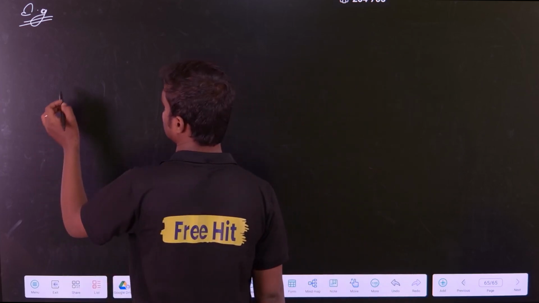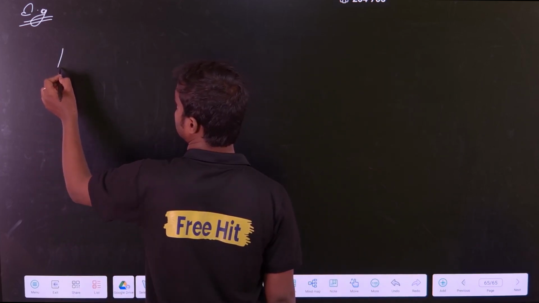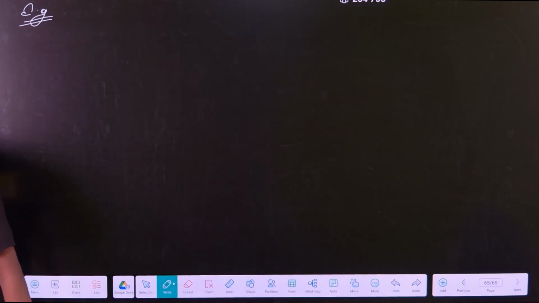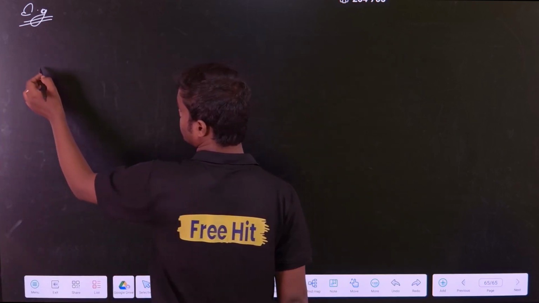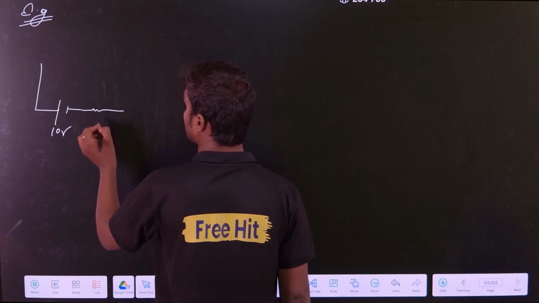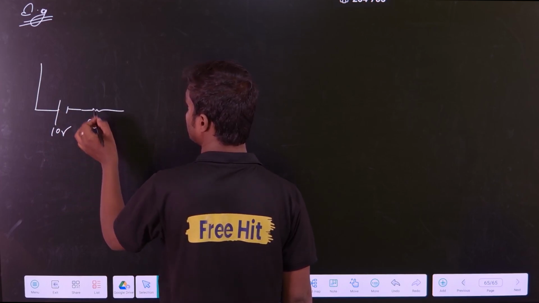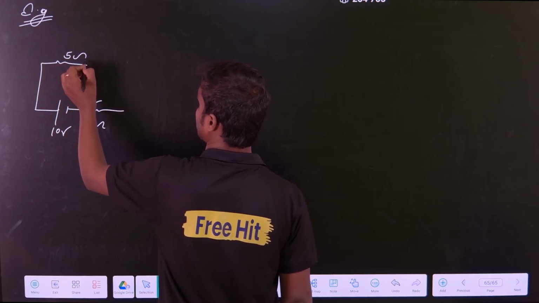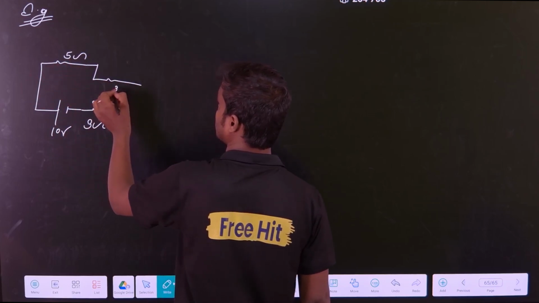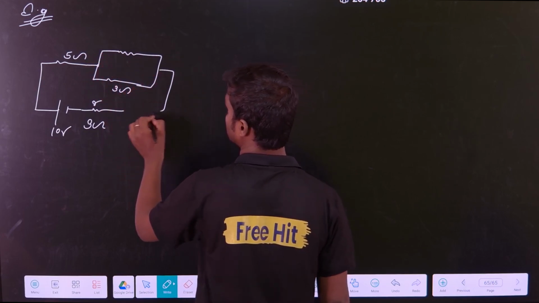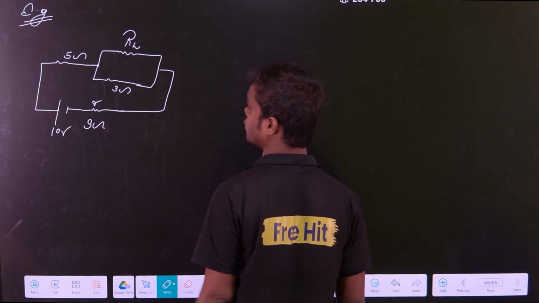Okay, so let us consider an example question. Suppose there is a battery of 10 volt, and suppose it has a 3 ohm internal resistance. This is my internal resistance. This is 5 ohm, this is 3 ohm, and this is some RL.